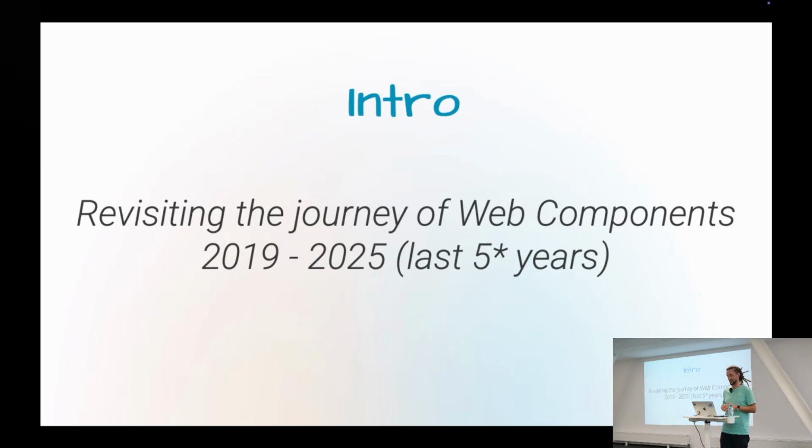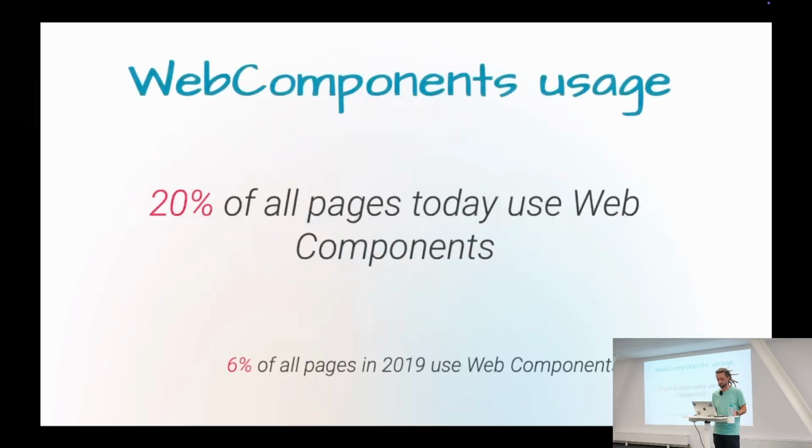I'm just kidding. All right, so that said, we can check how web components progressed across the 5 years since the last talk I did. So back in the day, only 6% of all pages used web components, which is quite a small number. And nowadays, it grew rapidly, in my opinion, from 6 to around 20%. That's quite huge, right? And why is that?